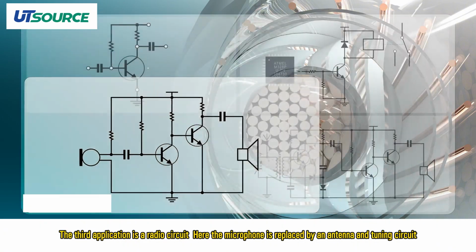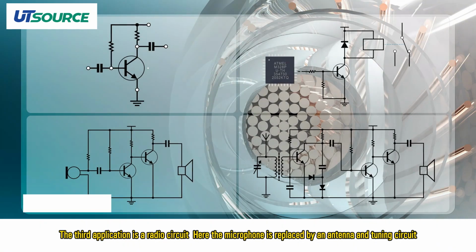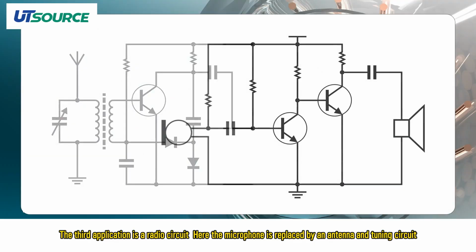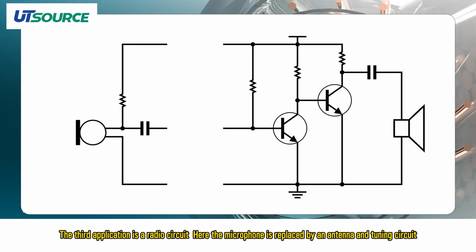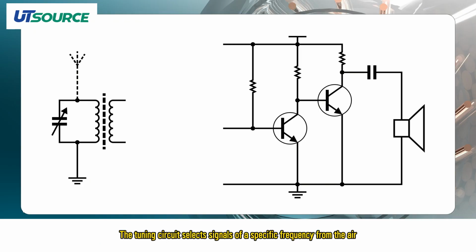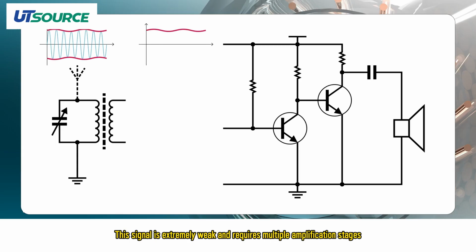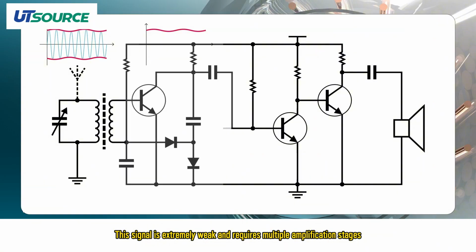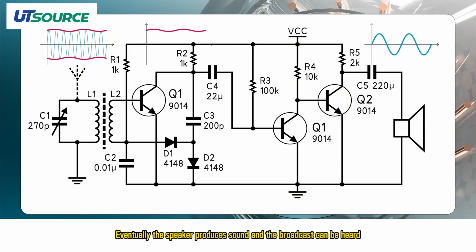The third application is a radio circuit. Here the microphone is replaced by an antenna and tuning circuit. The tuning circuit selects signals of a specific frequency from the air. This signal is extremely weak and requires multiple amplification stages. Eventually, the speaker produces sound and the broadcast can be heard.